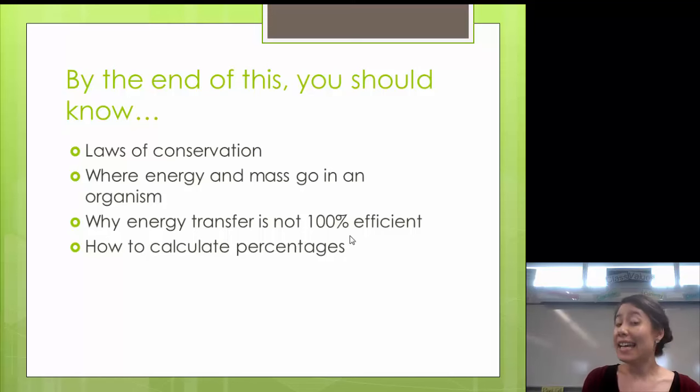All right. Now you should know the laws of conservation, where energy and mass can go in the organism, why energy transfer is not 100% efficient, what's useful for the body and what's not as useful, and how to calculate percentages. As always, if you have any questions, text me or email me.